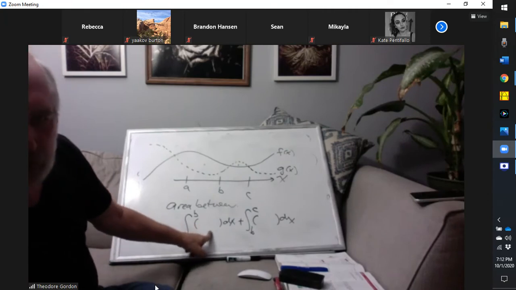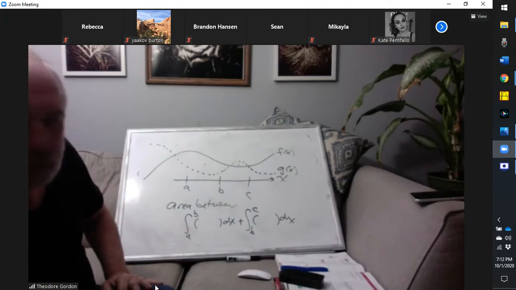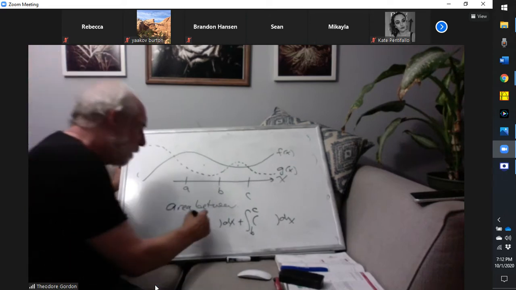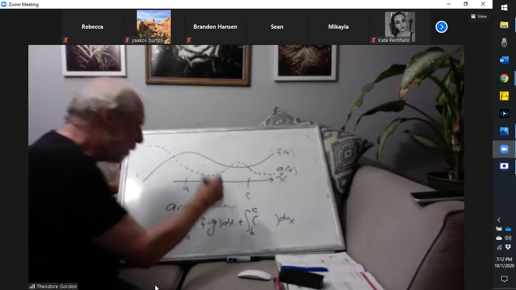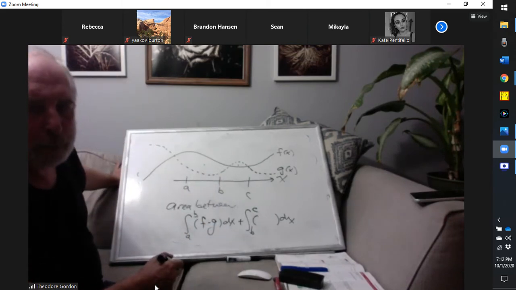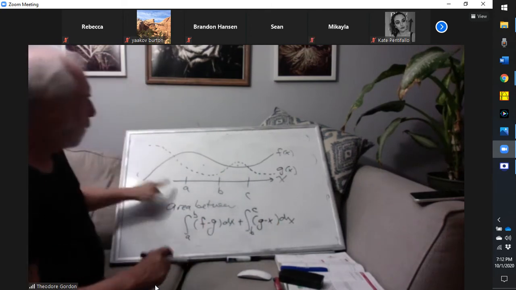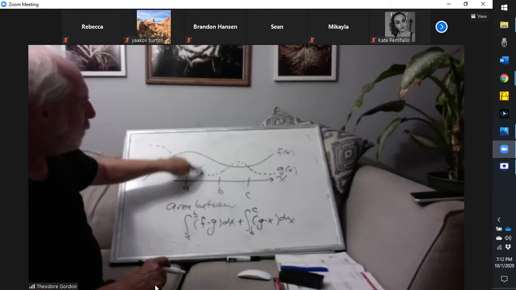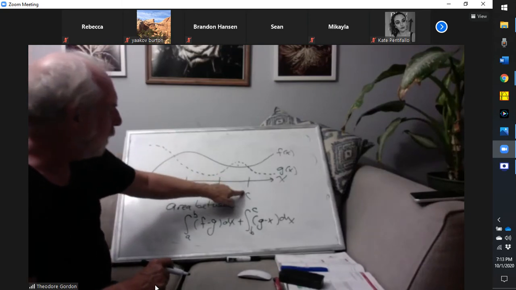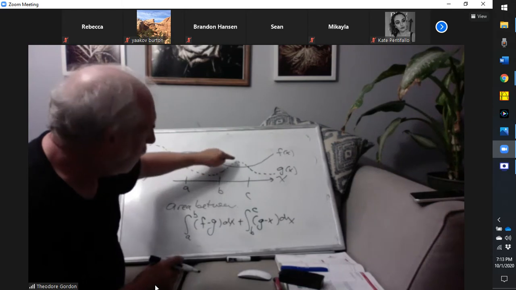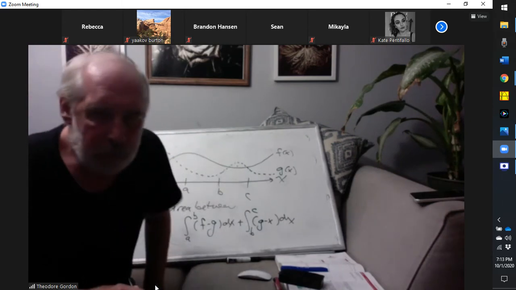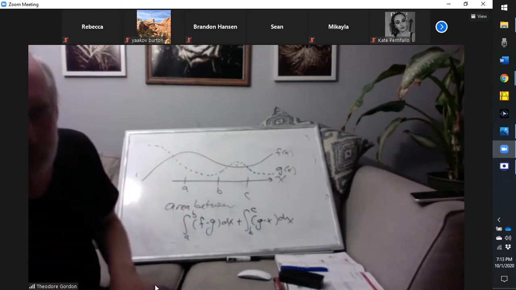What would the integral be from A to B? F of x minus g of x. Yep, so F minus G, that's correct. And the next one would be? G minus f. Yep, G minus F. From A to B, F is the top, G is the bottom. From B to C, if I had drawn it right, G is the top, F is the bottom. So that would be the answer to a question like that.